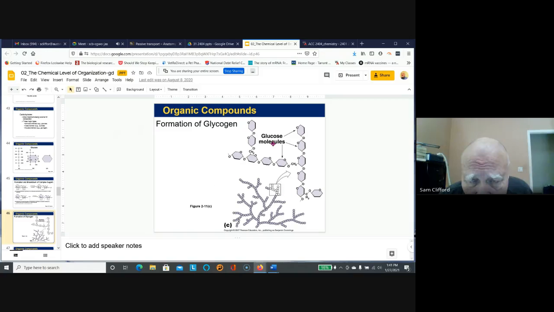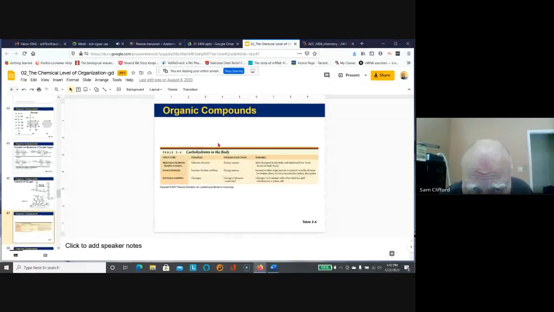Glycogen is called animal starch. When you eat a large amount of glucose, those glucoses are moved into the liver and they're made into glycogen, which is a branched structure of glucose molecules joined together. So glycogen is how we store excess glucose. Make sure you read through examples, primary function, and remarks.